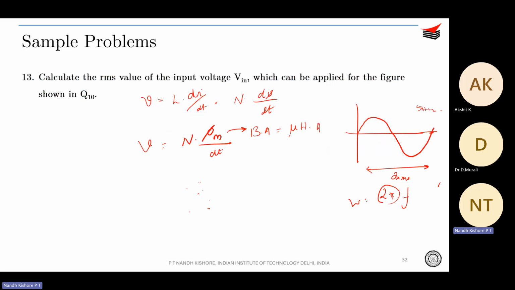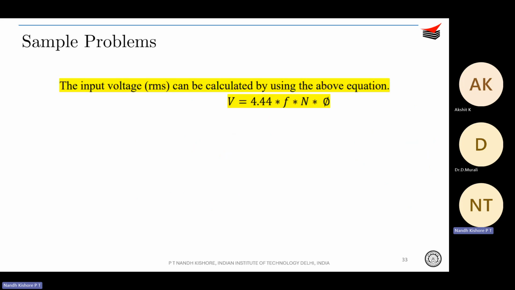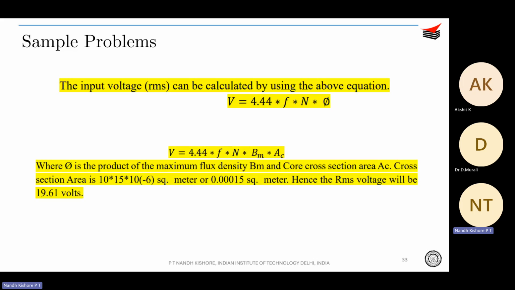Instead of that, empirically you would know that for a transformer, the voltage is going to be 4.44 into F into phi into N. That is what we are going to use over here. Phi can be written as B into A. Therefore, B is known and A is also known, that is, the area of cross section is known from the given question. So the RMS value can be computed from this particular relation, that is 4.44 F phi N. It turns out to be around 19.6 volts.